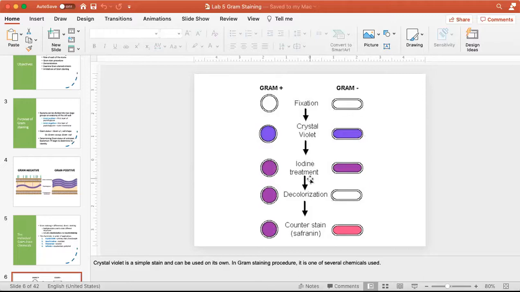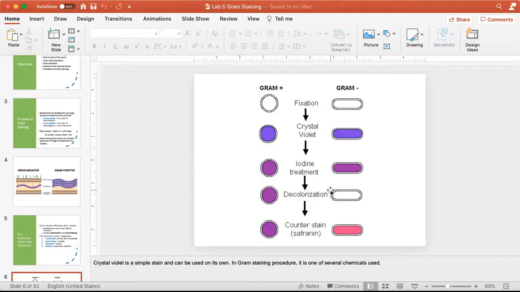Then we're going to add our mordant, which is Gram's iodine. Now, the artist has just left them a purple color, but purposefully changed the purple a little bit. That's just to show us that this iodine is doing something. It's helping the crystal violet penetrate and adhere. So it's still purple, but the artist is showing us just a slightly different purple color. Now we're going to decolorize. We're going to add some of this alcohol solution onto our smear.